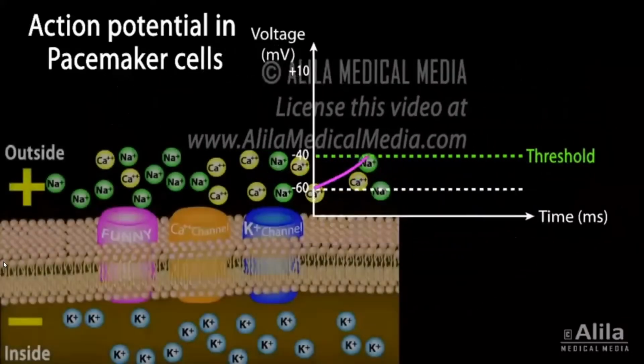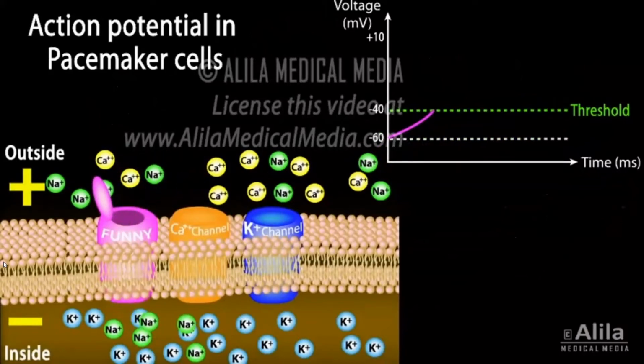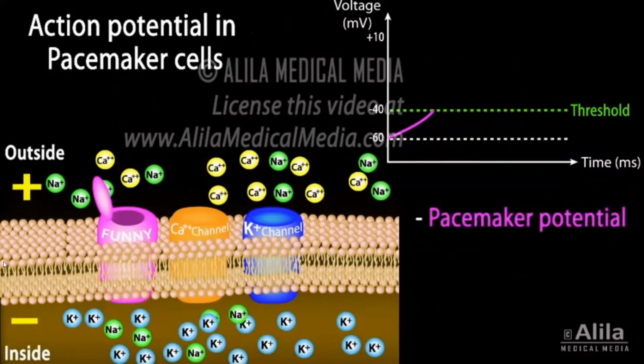This is due to action of so-called funny currents present only in pacemaker cells. Funny channels open when membrane voltage becomes lower than -40 millivolts and allow slow influx of sodium. The resulting depolarization is known as pacemaker potential.